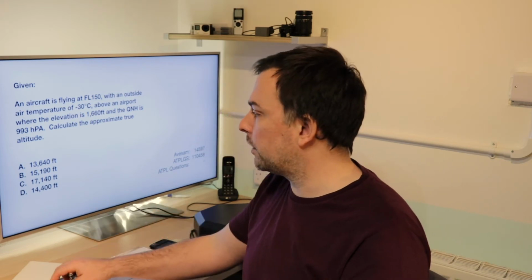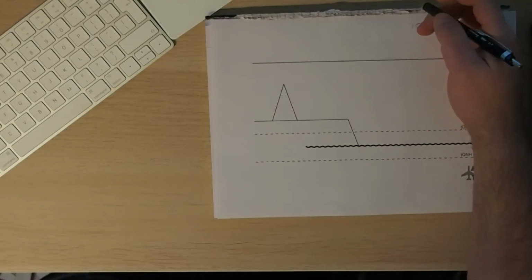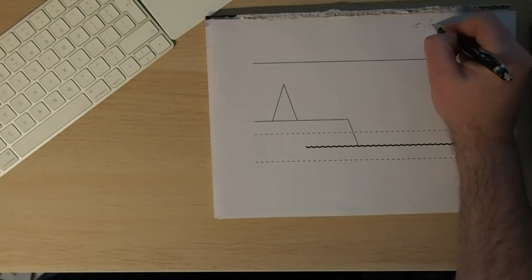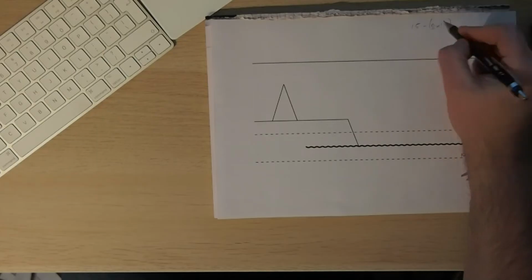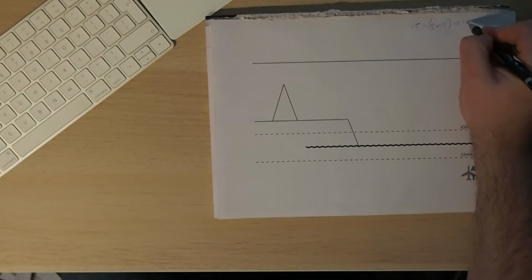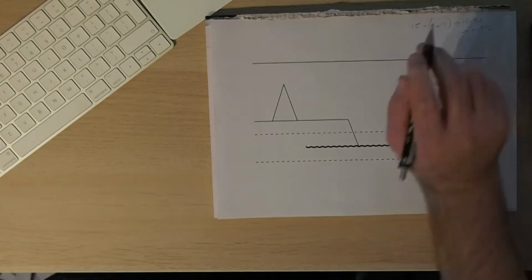So step number 1 is, of course, to work out the ISA deviation. This time they've given us the temperature. They haven't told us the ISA deviation, so we need to work that out ourselves. The formula is 15, which is the ISA standard at sea level, minus 2 times 15, because it's 2 degrees per 1,000 feet, and we're at 15,000 feet, which is the same thing as saying 15 minus 30. So the ISA standard temperature should be minus 15 degrees C.